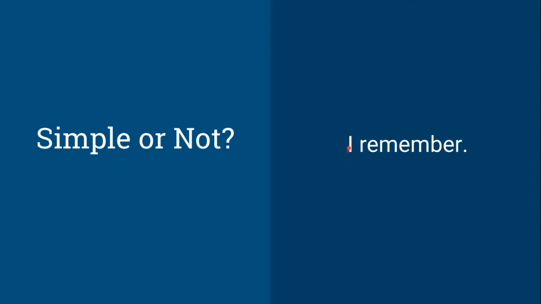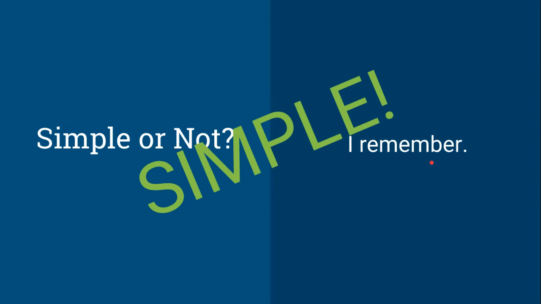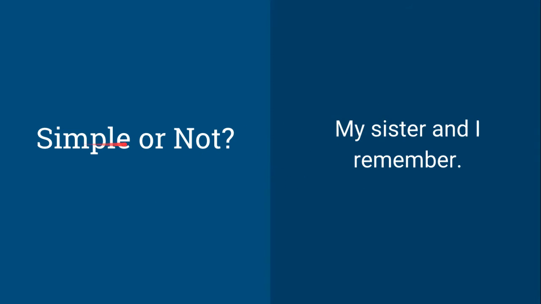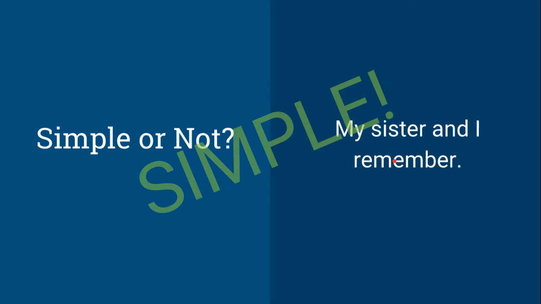Simple or not simple. I remember. We've got one subject word, one predicate word. So this one pretty much has to be simple. All right, and then simple or not. My sister and I remember. Now there's a little more to the subject, but it's still just one subject and they're both doing the same thing. They're remembering. So my sister and I remember is simple.